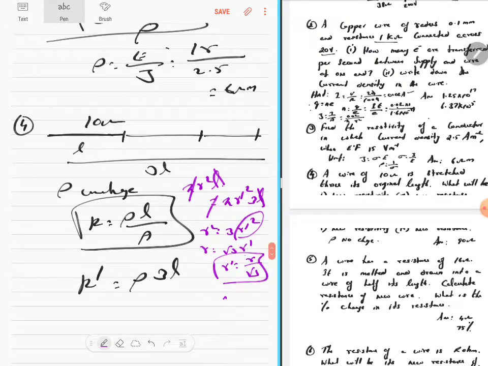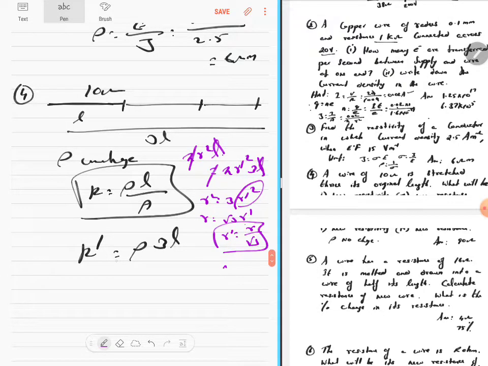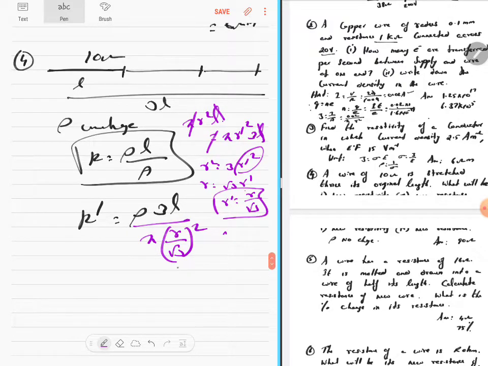So you can substitute this rho into L by A. L is 3L. By A it's pi into r square, which is r by root 3 the whole square. When I do that, the root 3 squared becomes 3, and this 3 goes up and becomes 9. So it will become 9 rho L by pi r square, which will be 9 times the original resistance.